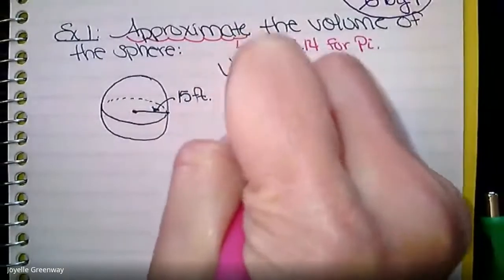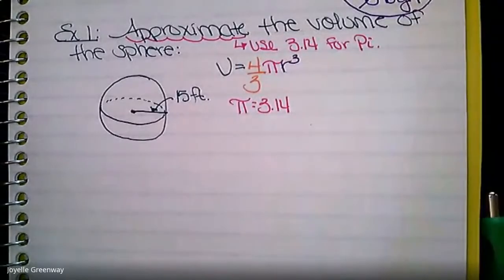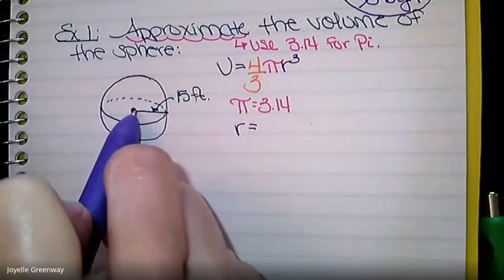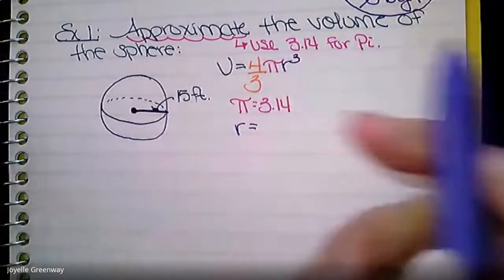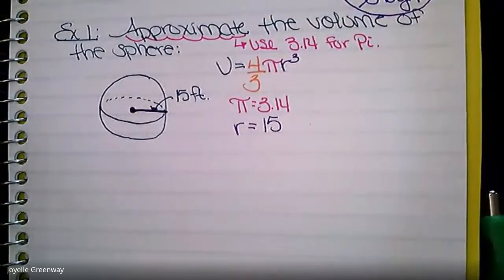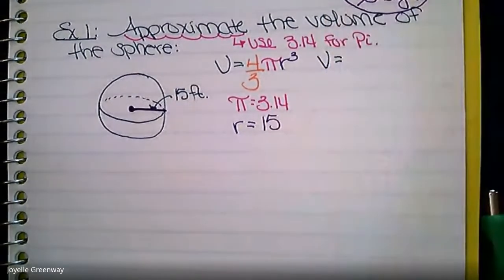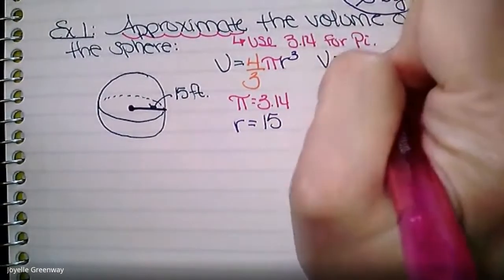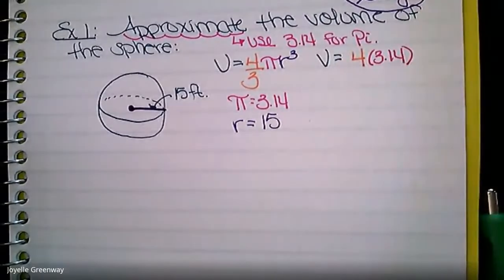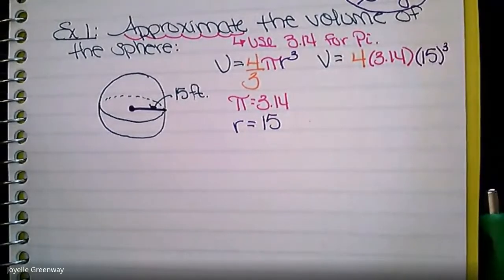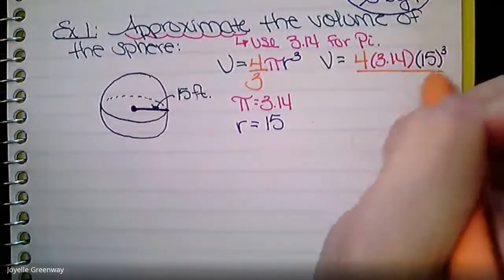So for pi, we're going to use 3.14. And our radius, remember the radius goes from the center of the circle out to the edge, and that is what is shown here. So our radius is 15. Now I can substitute. I like to think of it as 4 times pi, which is 3.14, times radius, which is 15 cubed, and then divided by 3.